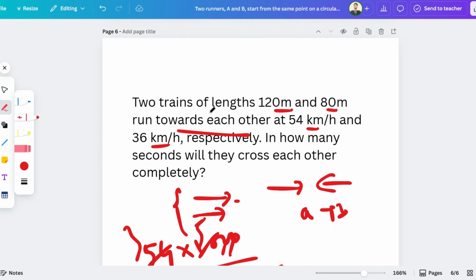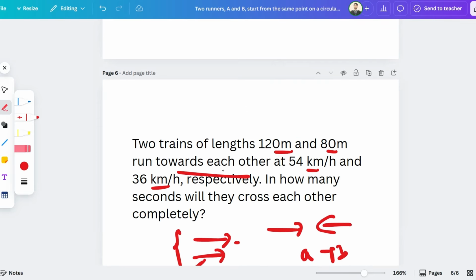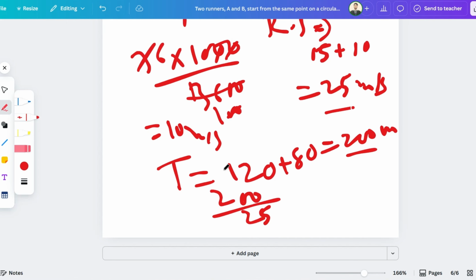So the total is what? Two trains of length 120 meter plus 80 meter, right? So the total distance they have to cover is 120 plus 80 meter, that is 200 meter. To cover this distance, how much time will they take? Just divide it by 25, the relative speed, right? So this will become 8 seconds, right?